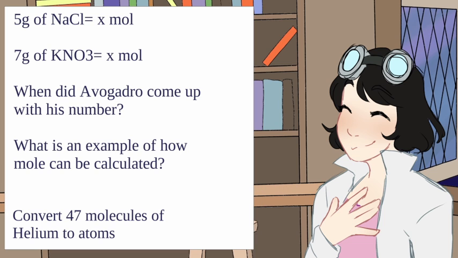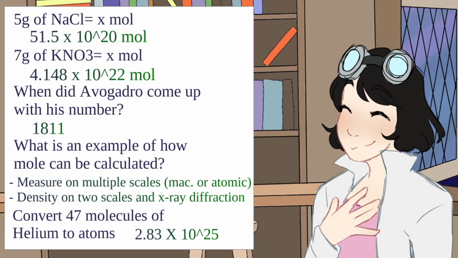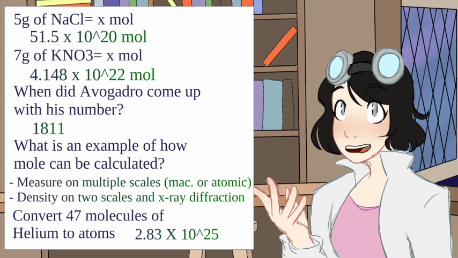Okay, so here are the answers to those questions. 5 grams of sodium chloride equals... The answer is 51.5 times 10 to the power of 20 mole. 7 grams of potassium nitrate equals... The answer is 4.148 times 10 to the power of 22. The answer is 1811.